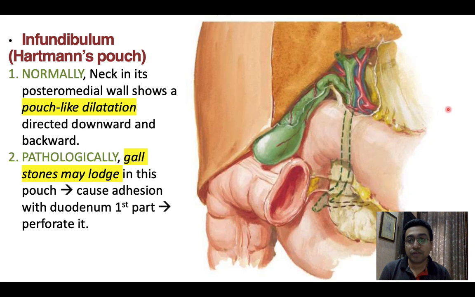Now talking about the infundibulum or Hartmann's pouch. Normally, the neck in its posteromedial wall shows a pouch-like dilatation which is directed downwards and backwards. Pathologically, gallstones may lodge in this pouch, which may cause adhesion with the first part of the duodenum and finally cause perforation. Hence, due to the possibility of lodgement of gallstones in this pouch, the infundibulum or Hartmann's pouch is very important from the exam point of view.